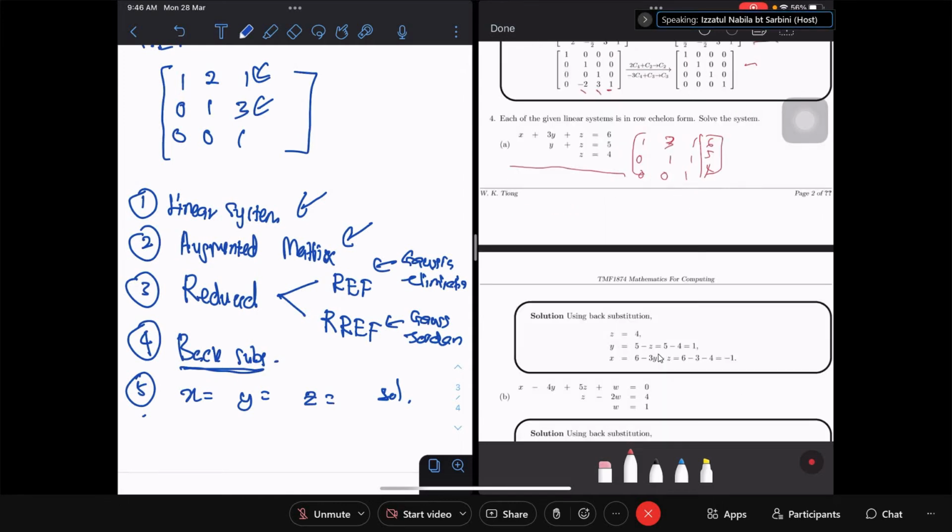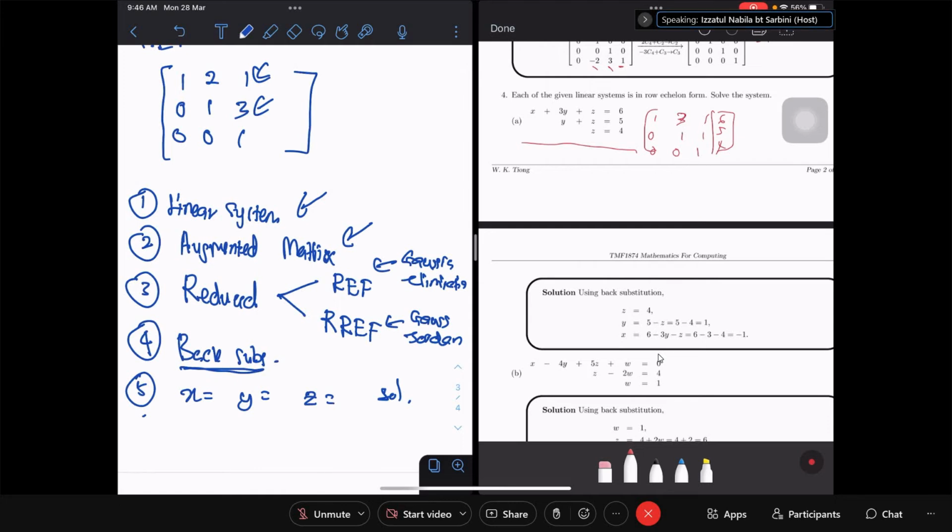Now for back substitution, what you do is just substitute. We know that here Z equals 4, alright? So you substitute Z equals 4 into the second equation, and you get your Y. Then you substitute the values for Z and Y into the first equation, and you get X. So this is the solution: X equals 4, Y equals 1, Z equals negative 1. This is the type of solution that we want. Okay.